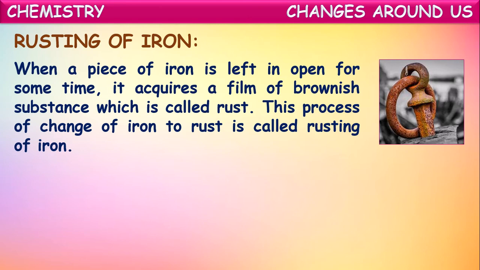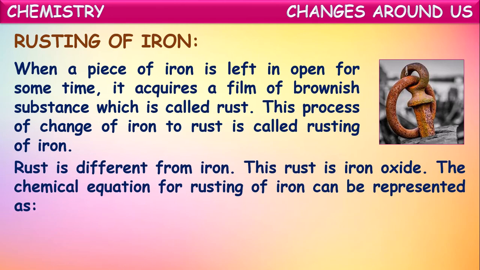This is because iron reacts with atmospheric oxygen and forms iron oxide. That iron oxide formed is commonly called rust. So this process is called rusting of iron. Rust is different from iron because iron combines with atmospheric oxygen and forms iron oxide. So rust here is iron oxide. That is why it is different from iron. The properties of iron and iron oxide will be different.